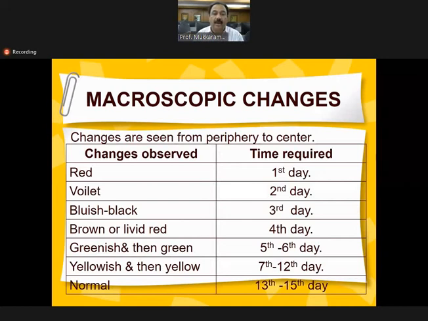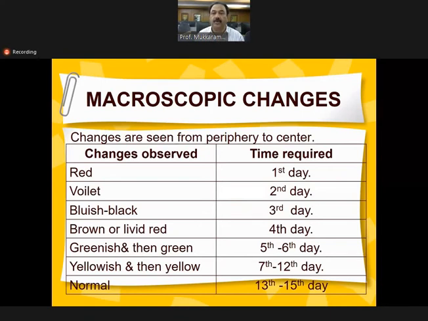Well, so the macroscopic changes from the appearance of the bruise, how you decide, are enough. When it is fresh, on the first day, it will be red in color. Next day, it will turn bluish. On the third day, it will turn maroonish. And on the fourth day, it will turn brownish. Fifth to sixth day, it will go greenish. And seventh to ninth or tenth day, it will turn yellow because of conversion to bilirubin.